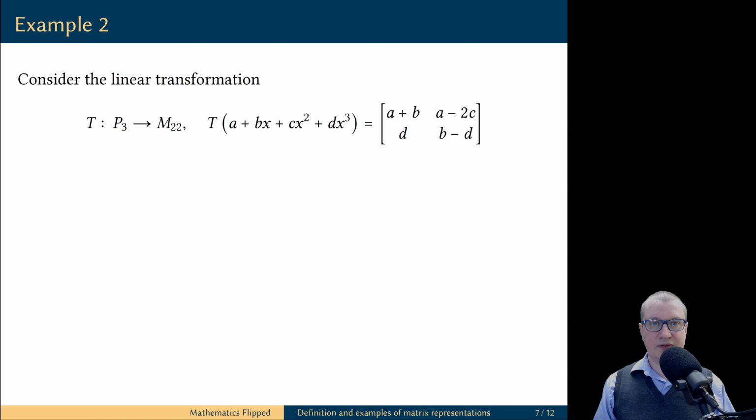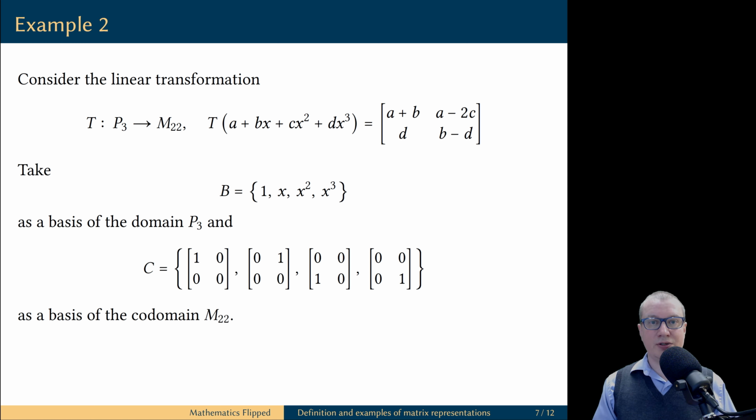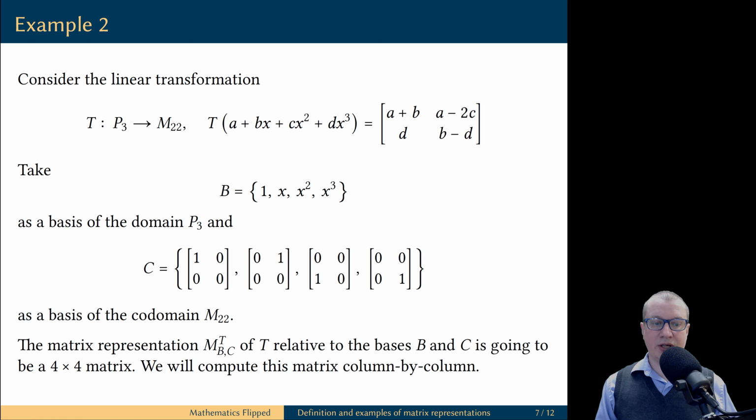We have this linear transformation T from the polynomials of degree at most 3 into 2 by 2 matrices. We are free to choose any basis to compute the matrix representation, so let's take a nice basis. We will take a basis B of the polynomials, which consists of monomials, and we will take a basis C of the 2 by 2 matrices, which consists of these 4 simple matrices. The matrix representation of this linear transformation T relative to the chosen bases B and C is going to be a 4 by 4 matrix, and we will now compute this matrix column by column.